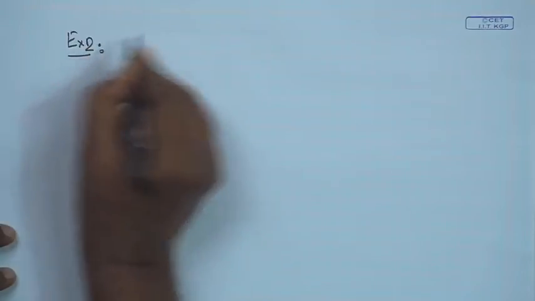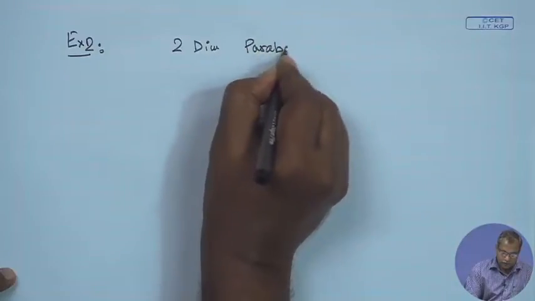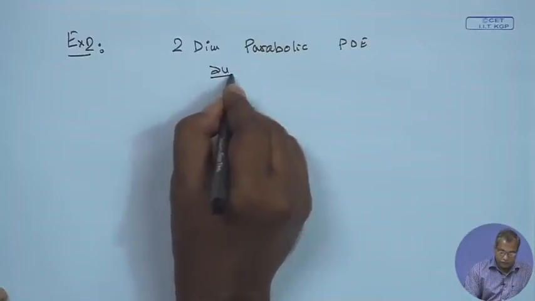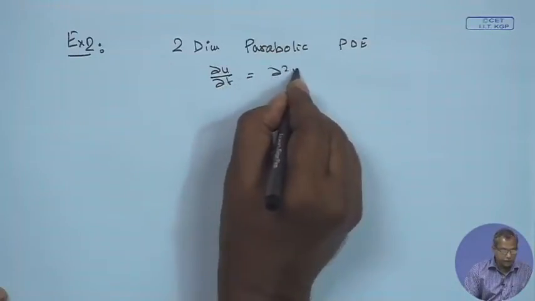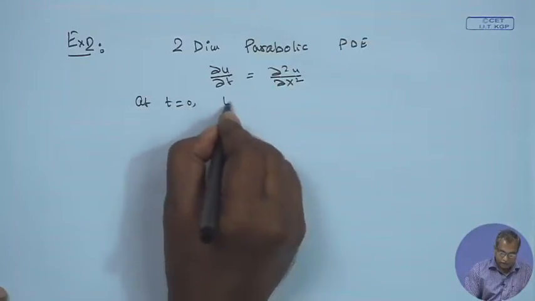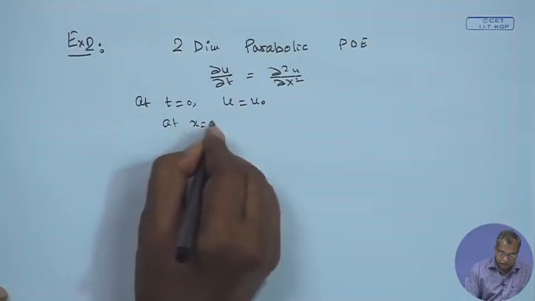Now let us go to the other problem. I will be taking a typical problem that we have not talked about earlier. So this is a second two-dimensional problem. We take up another example. Let us say a two-dimensional parabolic partial differential equation, like del u by del t is equal to del squared u by del x squared, and at t equal to 0 we have, let us say, u equal to u naught, and at the boundary x equal to 0, it is insulated.